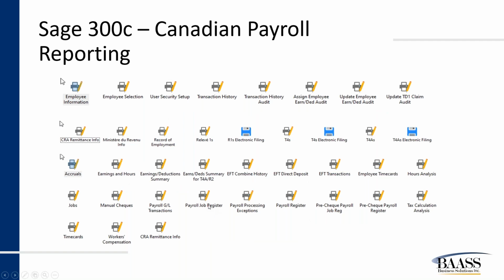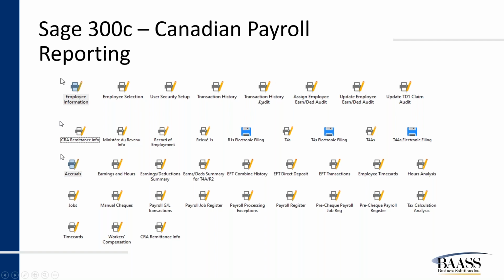So here's an example of the reporting that's available in Canadian Payroll. Even though this looks like there's only 30 reports, these 30 reports can have probably 50 to 100 views, meaning depending on what you select, different information will appear. So up at the top, we have general employee information. If you want a list of your current employees, if you want to look at employee security, their transactional history.